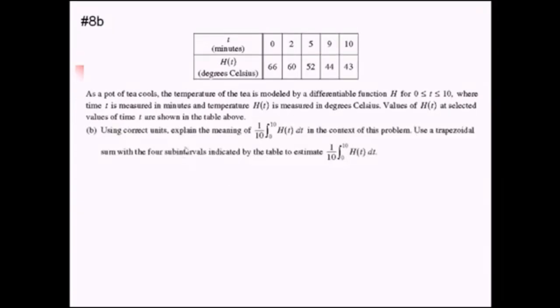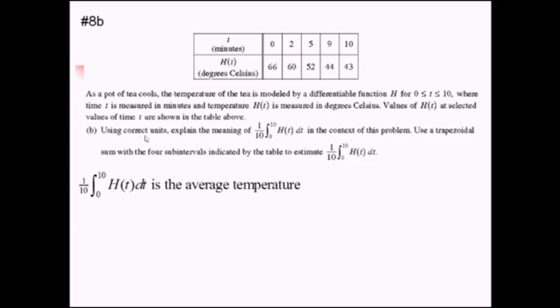For this part of the problem, using correct units, explain the meaning of 1/10 integral 0 to 10 of h of t dt in the context of the problem. And then they're going to have us do a trapezoidal sum, but let's tackle this first part first. So what does this stuff mean? Well, h of t, they told us, that's the temperature of the tea that's cooling. So if you're doing 1 over 10 times the integral from 0 to 10 of h of t, this is going to give you the average value of the temperature. So this is the average temperature of the tea, but there's a few other things you need in your explanation.